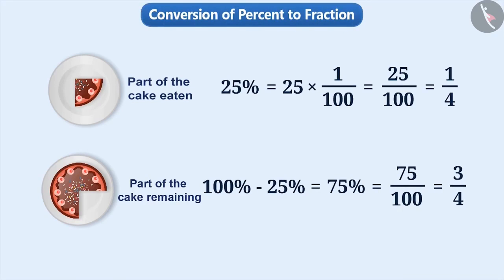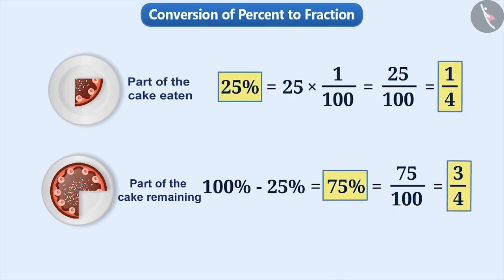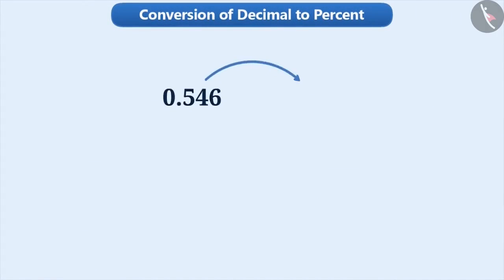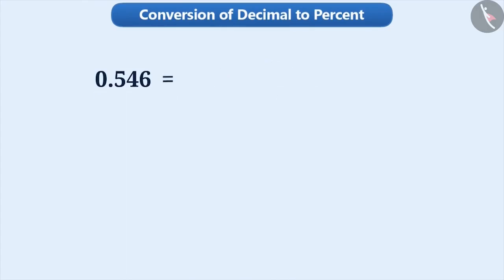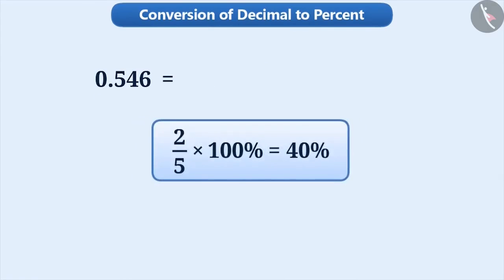So, to express percentage in fraction, first we will find the value of percentage, then express it in the form of the corresponding fraction. Now let's learn the conversion of decimal to percent and vice versa. Suppose we have to express 0.546 in percentage. Just as we multiplied 100% to convert a fraction into percentage, in the same way, we will multiply decimal numbers with 100% to convert into percentage.